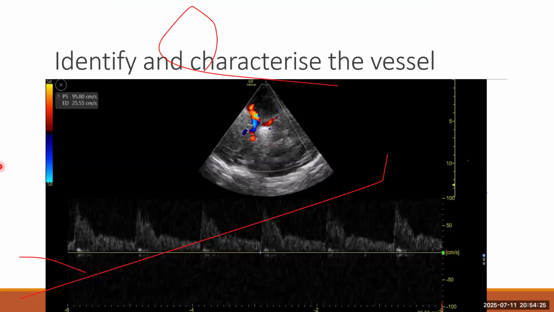So can we identify and characterize this vessel? Most of the things going forward from here is all images. Can we identify the window, vessels, and... Transtemporal window, yeah.